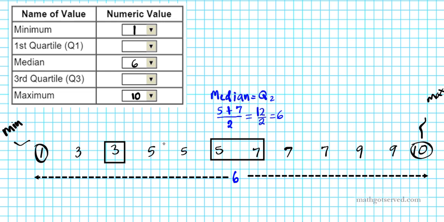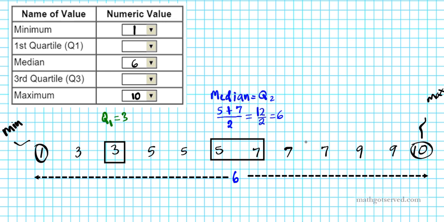Okay, see 2 numbers to the left, 2 numbers to the right. So what does that tell us? It tells us that the first quartile, Q1, the median of the lower half, is equal to 3. So this is right there in the center.